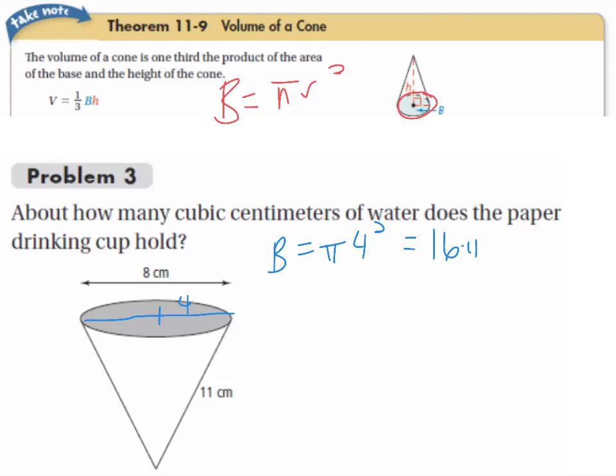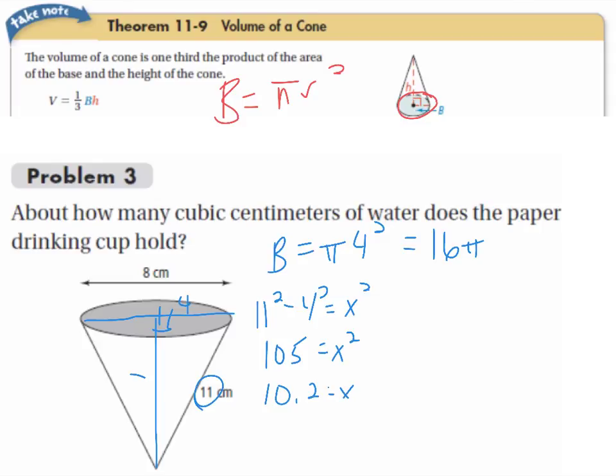Now, I'm also given 11 as a slant height, so I need to find the height. Well, I've got on my right triangle here, I've got a hypotenuse of 11, a side length of 4. I can do subtraction. Okay. I get that x squared is 105, and the square root of that, I get that x is roughly 10.2. So that's going to be my height.